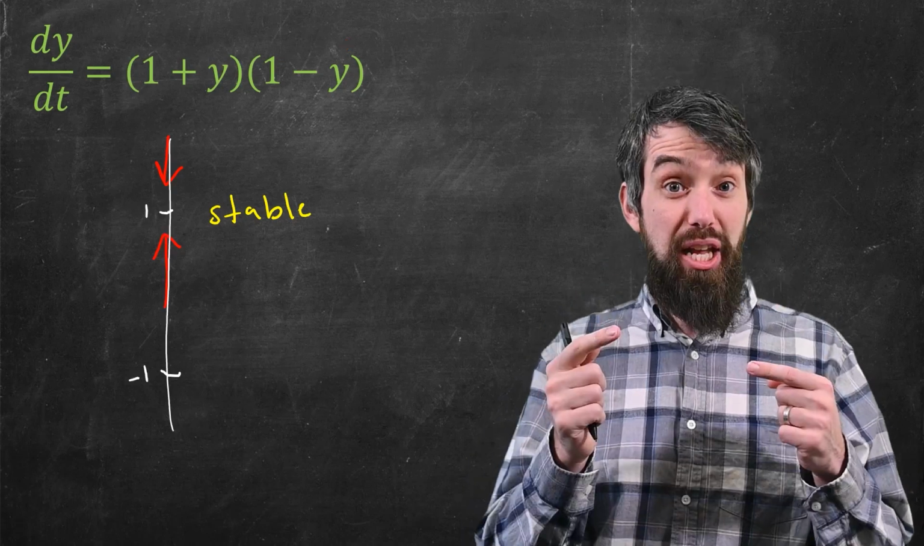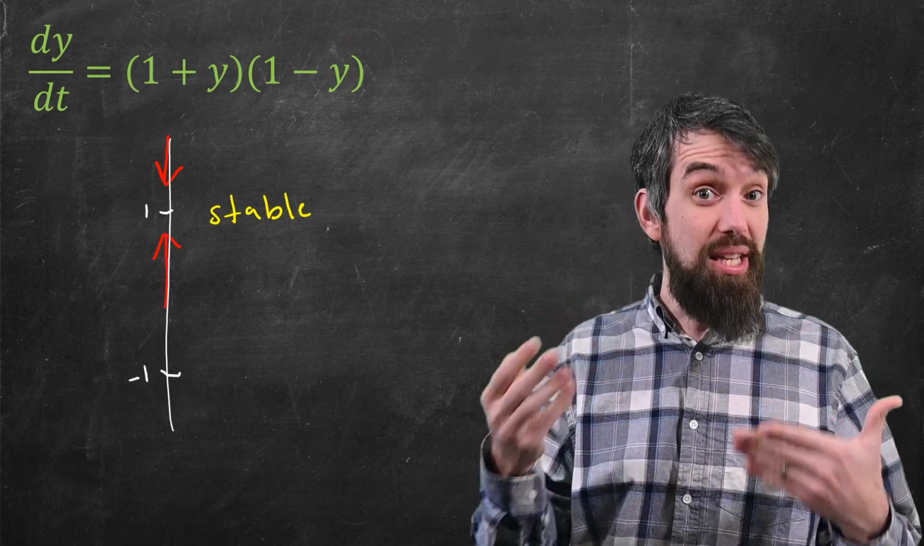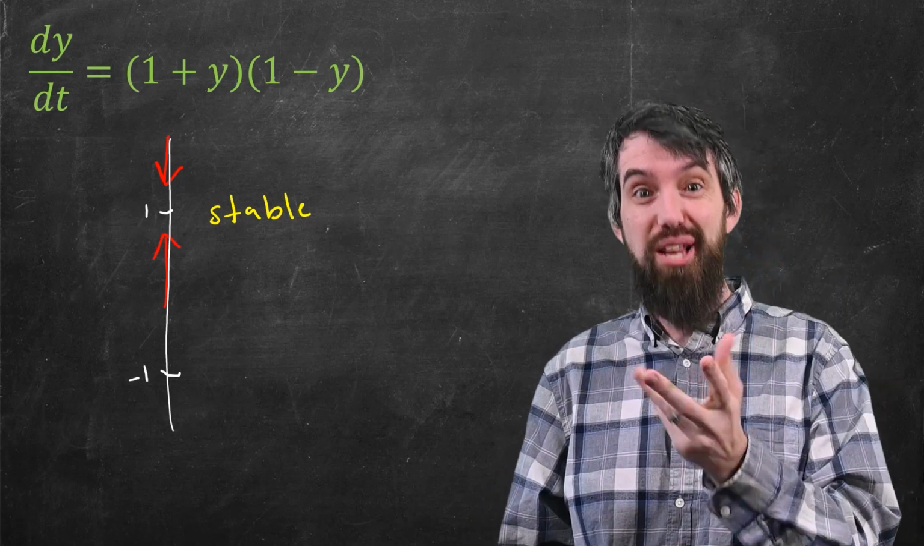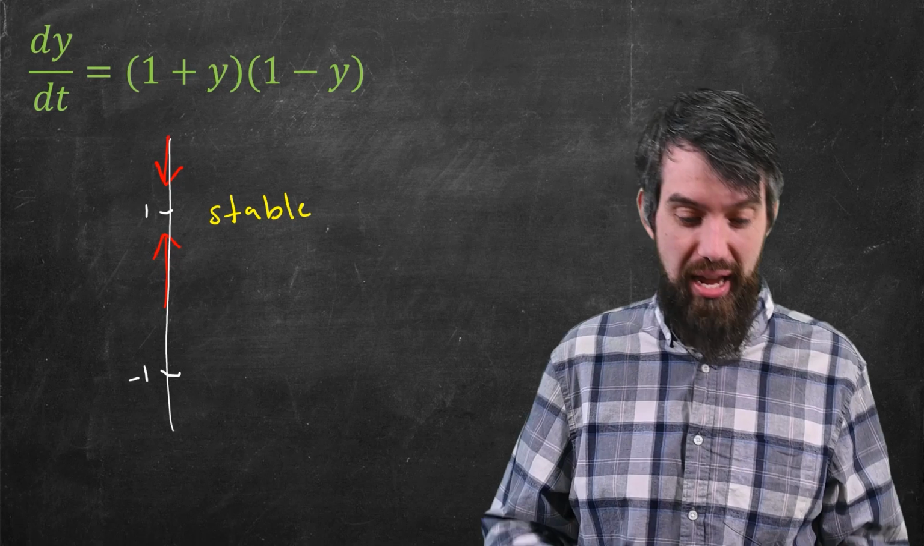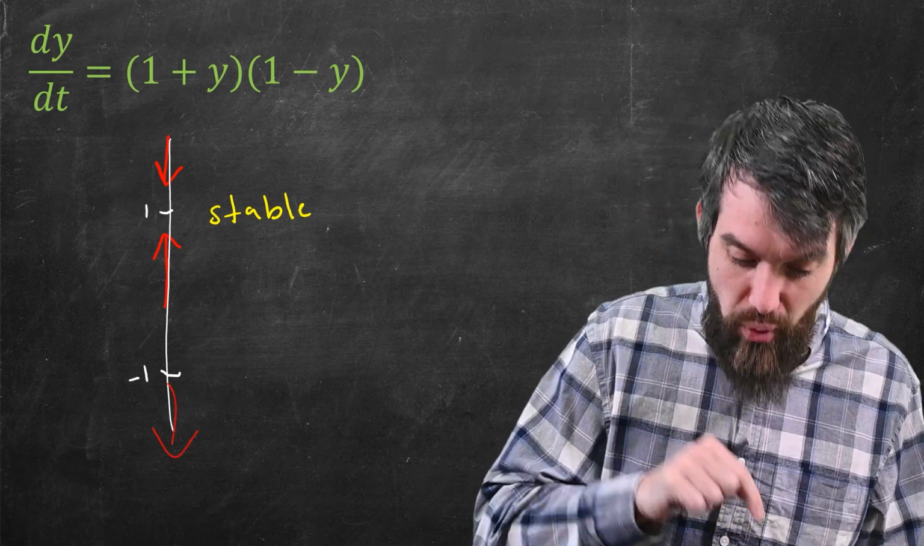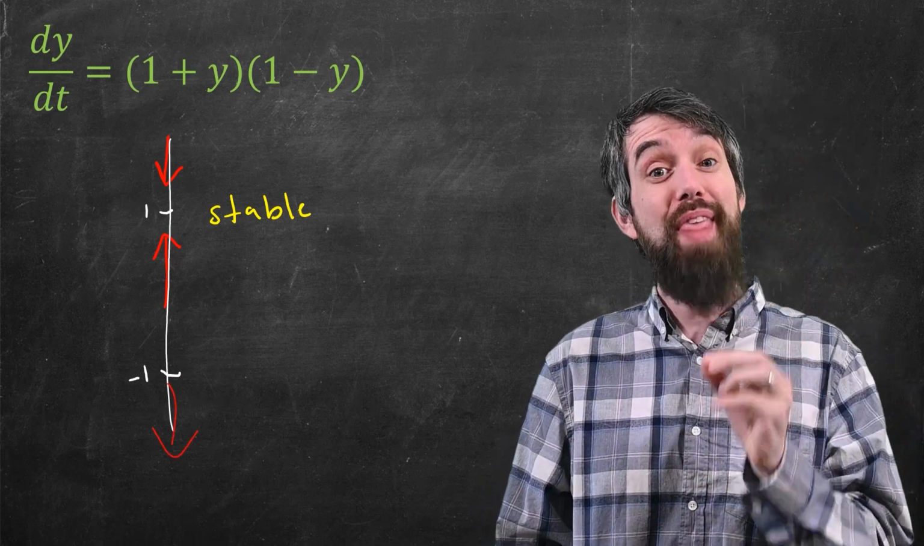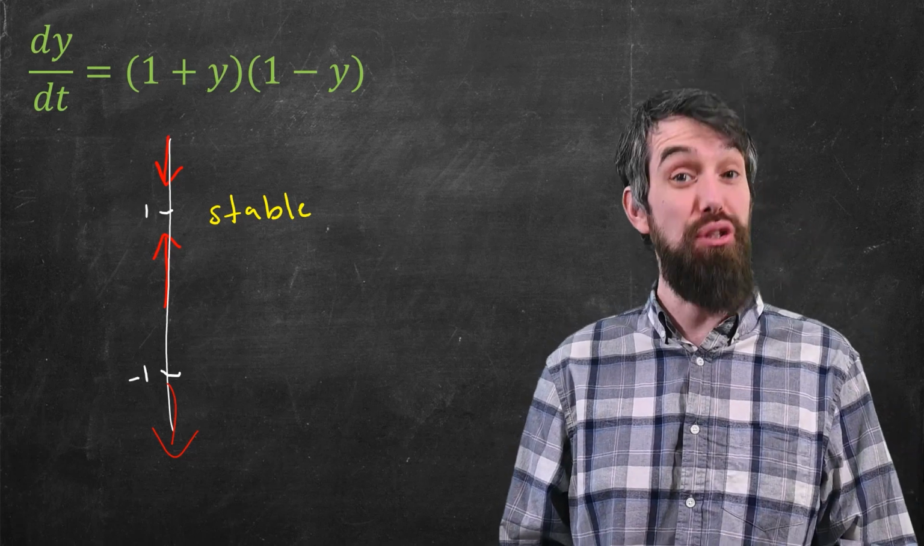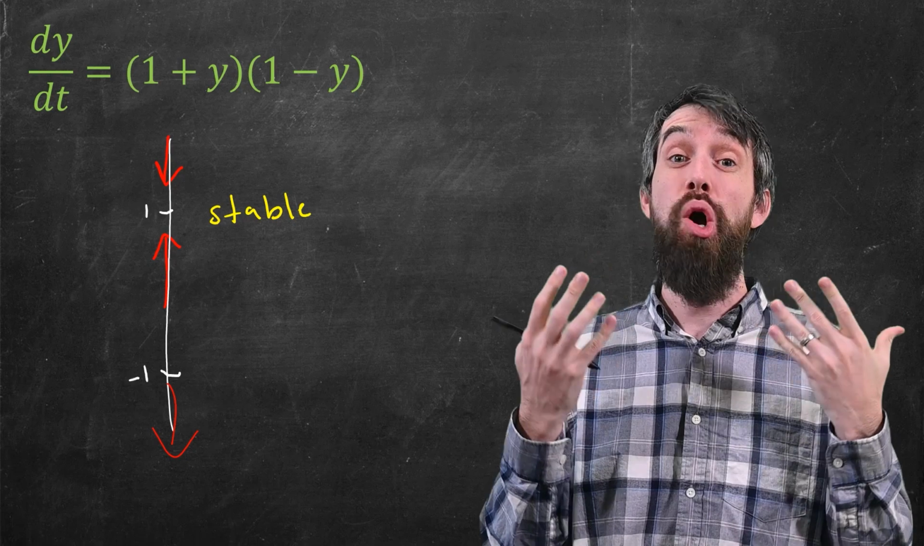Finally, if you plug in a number which is less than -1, so a number like -2, then what you get is something negative times something positive, something negative overall. The derivative is negative. And so again, it's an arrow which is going to be pointing downwards, and that's why y equal to -1 is an unstable equilibrium point, because a solution that starts near there is going to tend away.